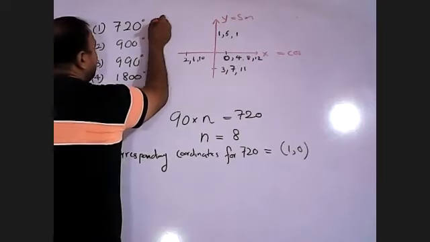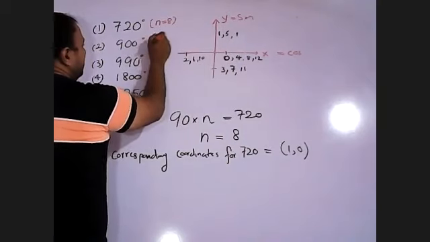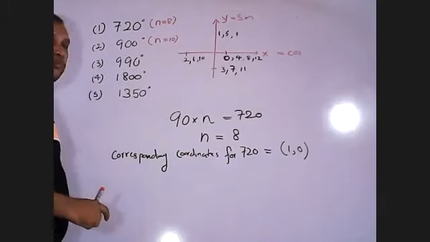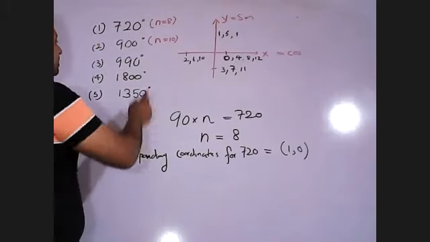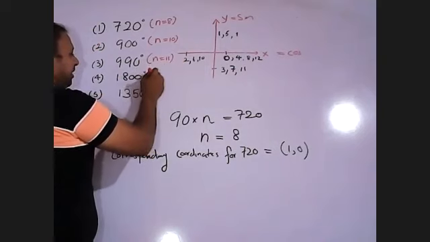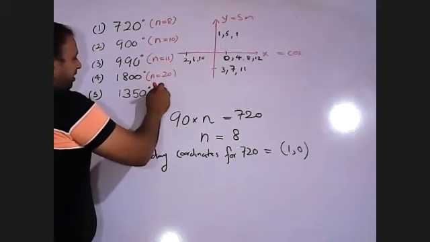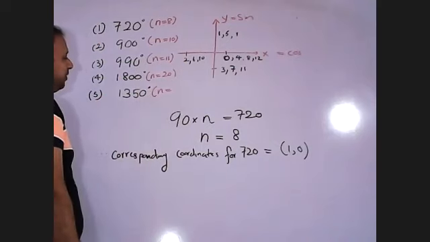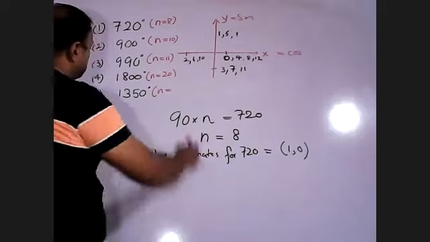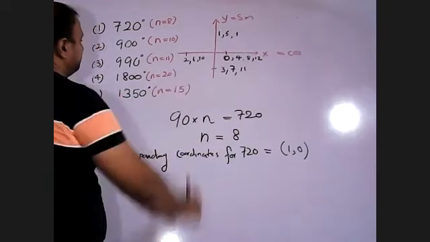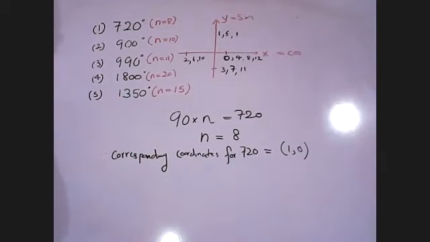Here, n is equal to 8. You can put that in. Here, n is equal to 10. You have to divide this by 90. If you divide this by 90, n is equal to 11. n is equal to 20. n is equal to 15, no? Now you can clearly identify the corresponding axes for each angle.